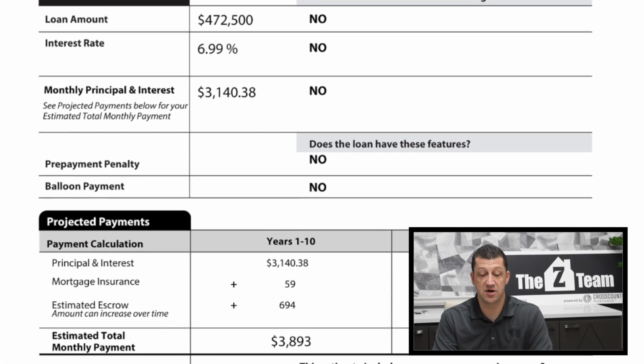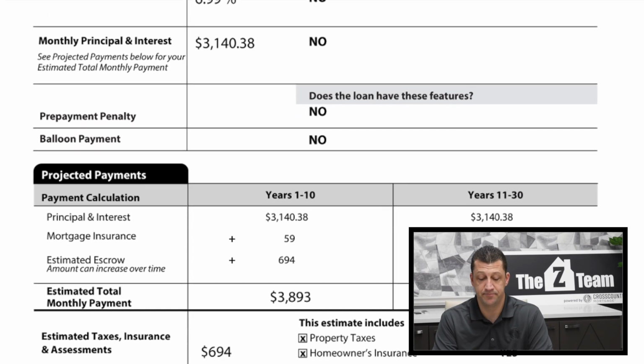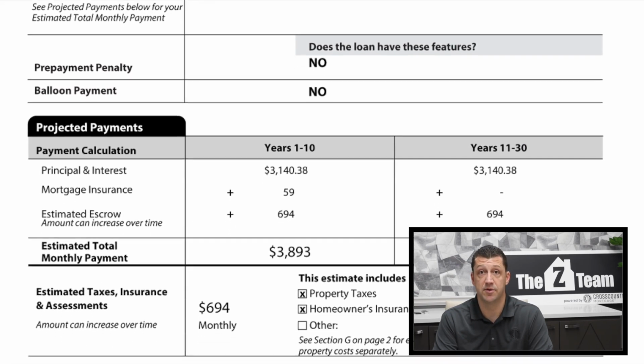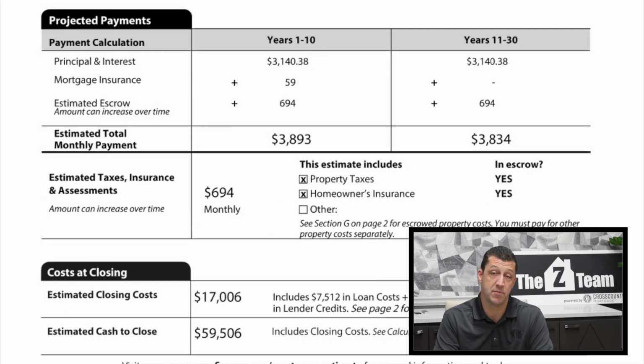All right, so let's talk about the projected payment section. In here, you're going to see broken down the principal and interest, which should match the same amount in the previous section that we covered. And below that, if your loan has mortgage insurance, you will see the mortgage insurance.